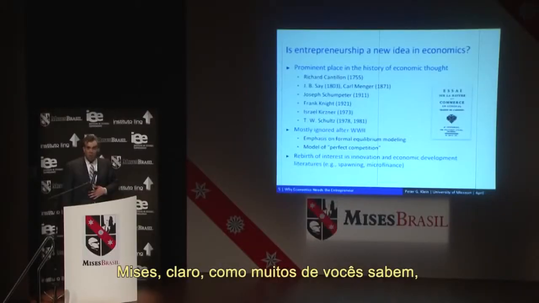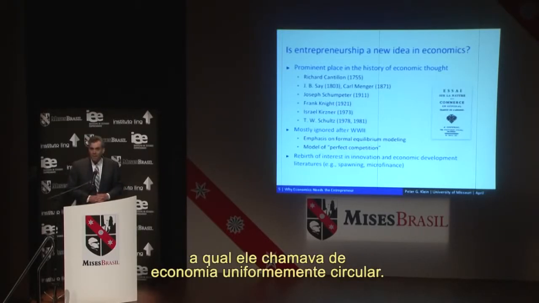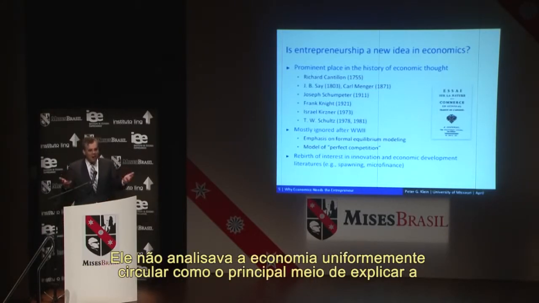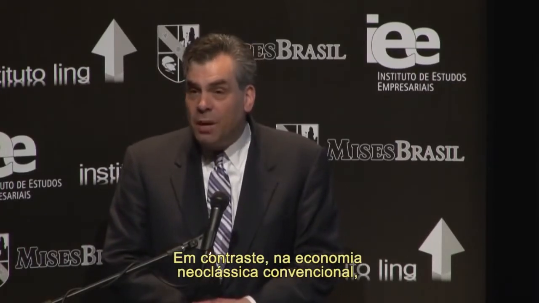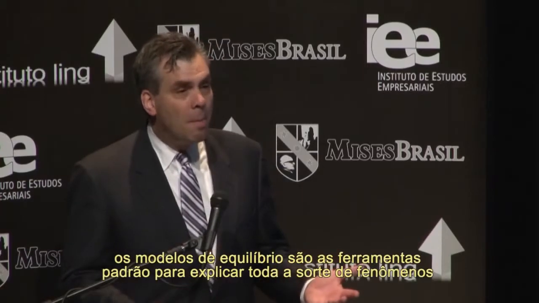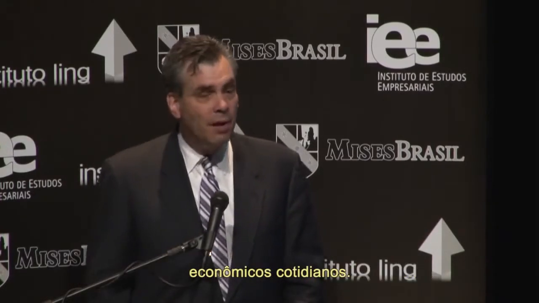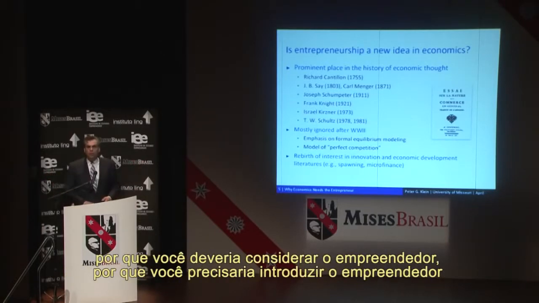Now, Mises, of course, as many of you know, also employed a kind of general equilibrium construct, what he called the evenly rotating economy. But Mises used this construct only in a very specific and limited sense for a rather narrow purpose. He did not analyze the evenly rotating economy as the basic means of explaining market phenomena. By contrast, within mainstream neoclassical economics, formal equilibrium models are the standard tools that are used to explain all kinds of everyday economic phenomena. So if you use a formal equilibrium model, a mathematical equilibrium model, to analyze things in economics, why would you need to consider the entrepreneur? Why would you need to bring the entrepreneur into your analysis?